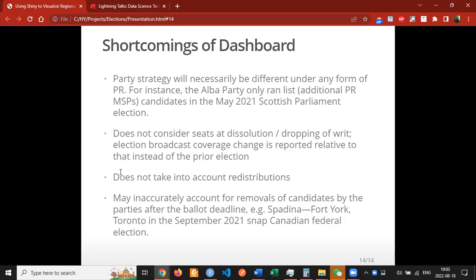This also does not take into account redistributions, similar to the second point. Redistributions occur similar to when U.S. congressional districts are reapportioned. So basically, boundaries and seat allocations between provinces are changed between censuses. And finally, but not least, these seat totals in the first past the post results don't take into account some party disciplinary actions, and there was one example in Toronto last time around federally.